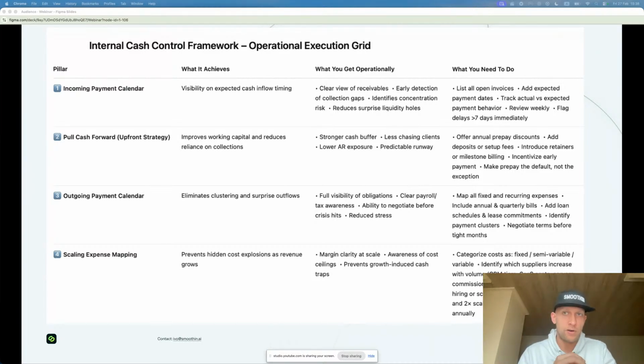And that's very, very easy then to build on that business. But I fully appreciate that it's not always possible. But if you can, set up as many things as possible to get money up front. And then the outgoing payment calendar, we already went over, the incoming and outgoing. And the last one is scaling expense mapping.